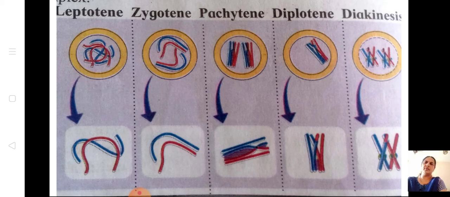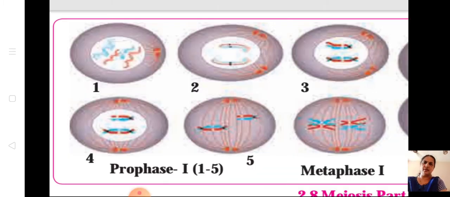Then after this, there comes the metaphase. You can see the metaphase. The same way spindle fibers are formed, and they are arranged in the equatorial plane as in mitosis. These are the 5 phases which are given in your textbook. You can see this figure, and I have also shown you some other figures.